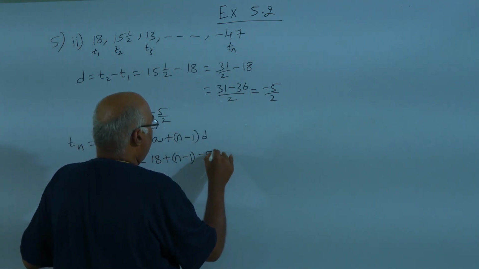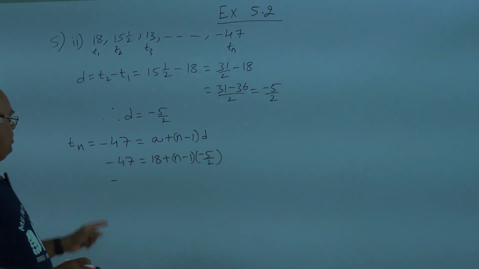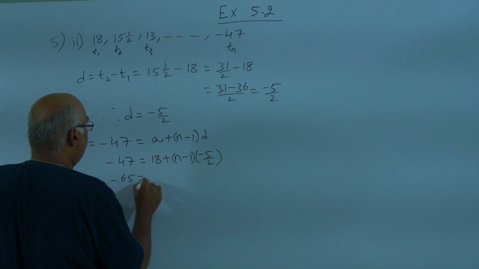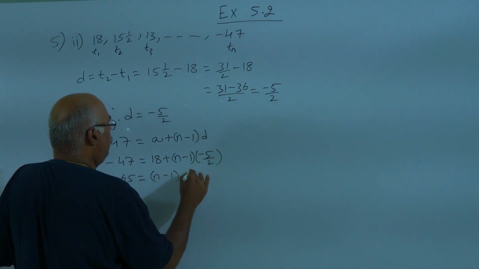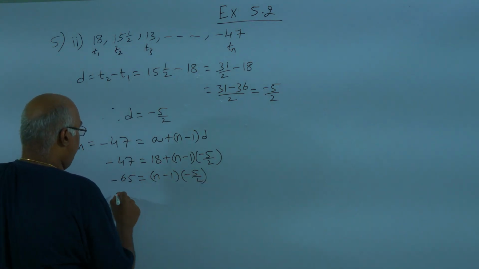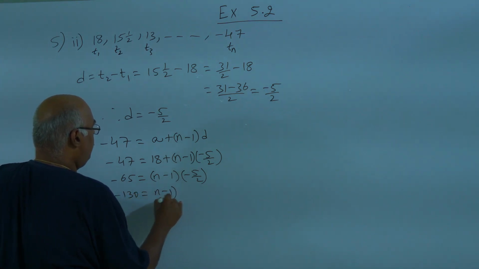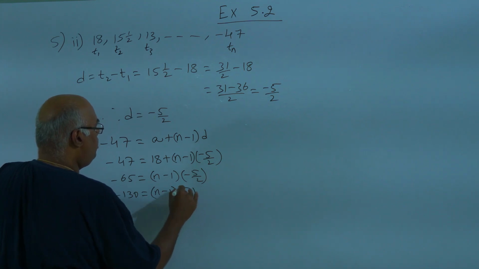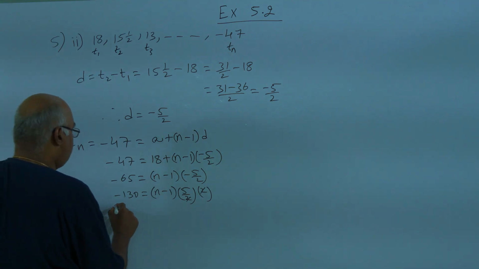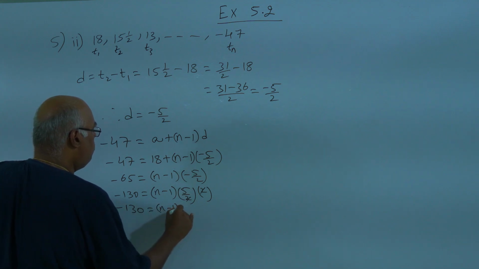Minus 5/2. If you bring this 18 to the other side, it will become minus 18. So minus 47 minus 18 will become minus 65, which is equal to (n minus 1) into minus 5/2. So I will multiply this equation with 2. So I will get minus 130 is equal to (n minus 1) into 5/2 into 2. So now this 2 and this 2 get cancelled. So we will get minus 130 is equal to (n minus 1) into 5.